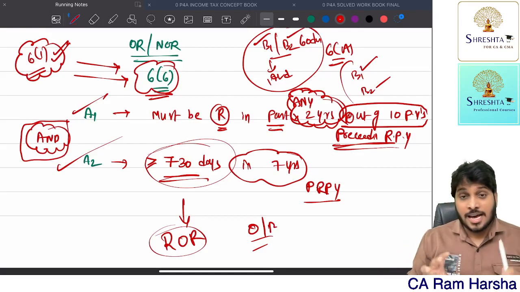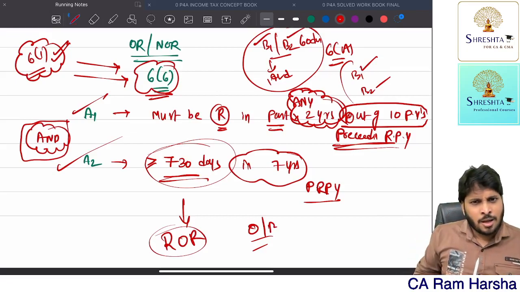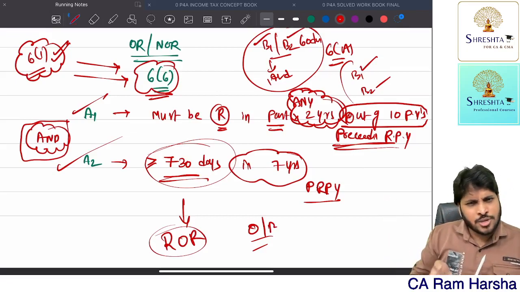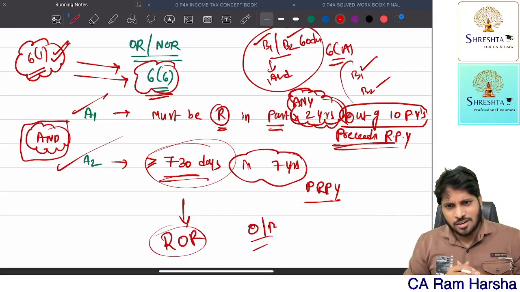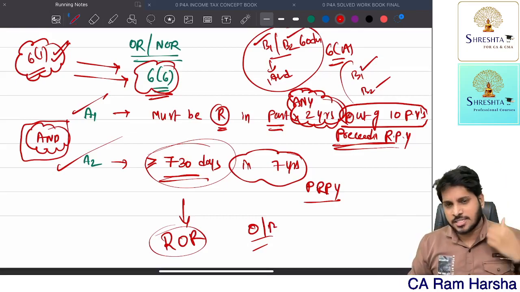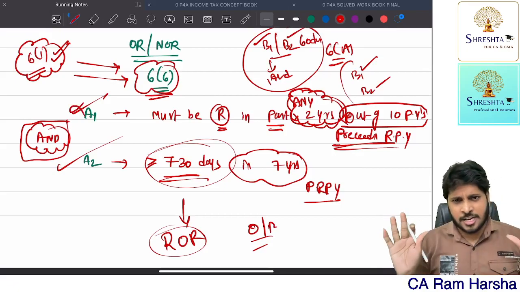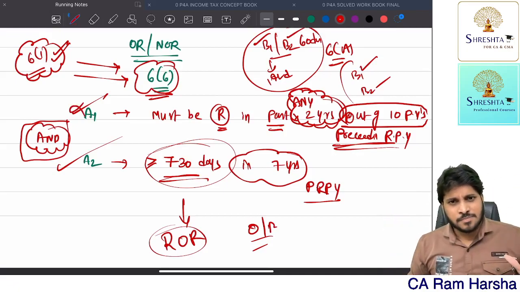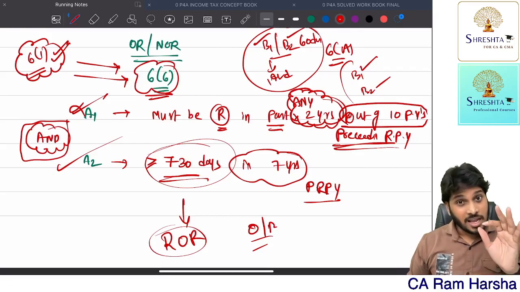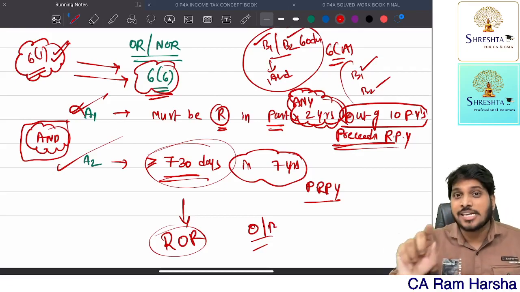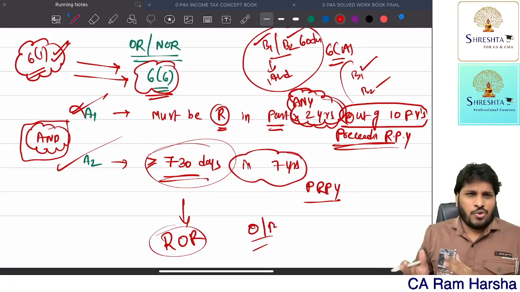So what does resident and ordinarily resident mean? He is a resident in the current year, and what about the past? Ordinarily also he is a resident. What is resident but not ordinarily resident? Suppose any one of A1 or A2 fails. Any one condition failed. He is straight away resident but not ordinarily resident. He stays in India in the current year, so resident. In the past, no, so not ordinarily resident.